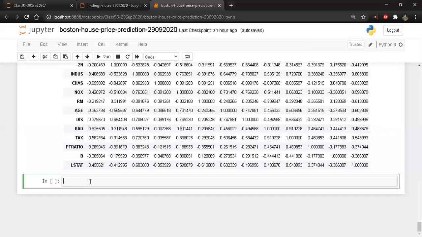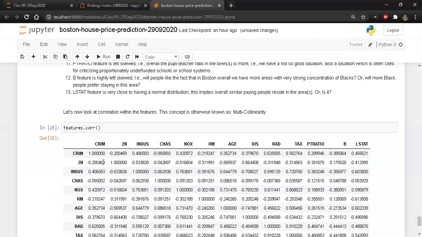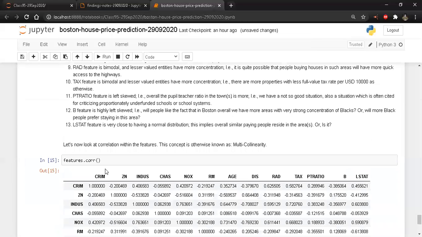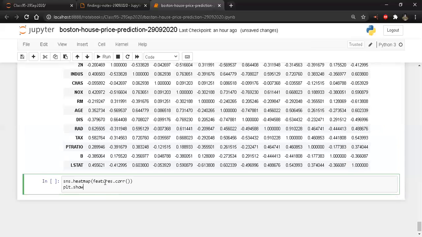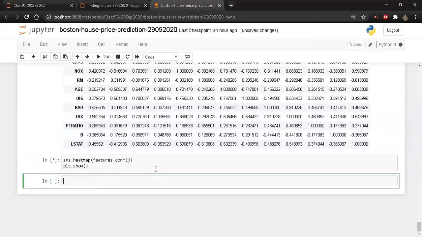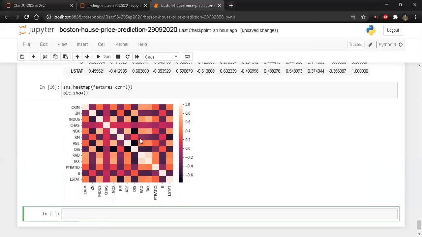So what I do is a heat map, sns.heatmap, and then I pass this correlation value over here, and then I do plt.show, and I get the heat map, and it should show me the kind of heat map of correlation between variables. So you see, age and DIS have a very high, very high negative correlation. Anything going towards lighter colors is positive correlation.